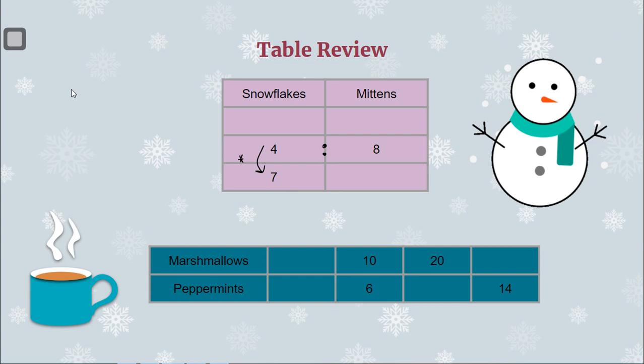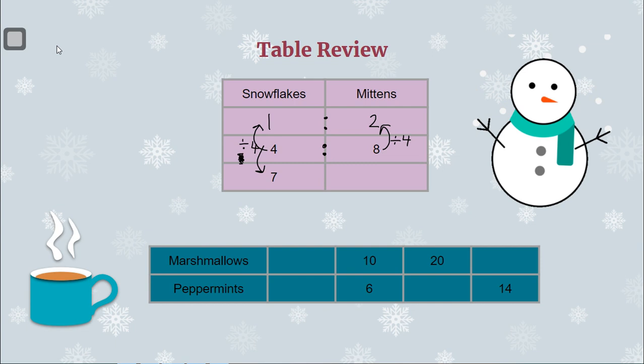So instead, I need to simplify. I need to go backwards. So I need to think about what can I divide into 4 that can also divide into 8? I would divide by the greatest common factor, which would be 4. You might have seen 2 at first, but because 4 is bigger, let's go with that one. So 4 divided by 4 is 1, and then 8 divided by 4 is 2. So our ratio here is 1 to 2.